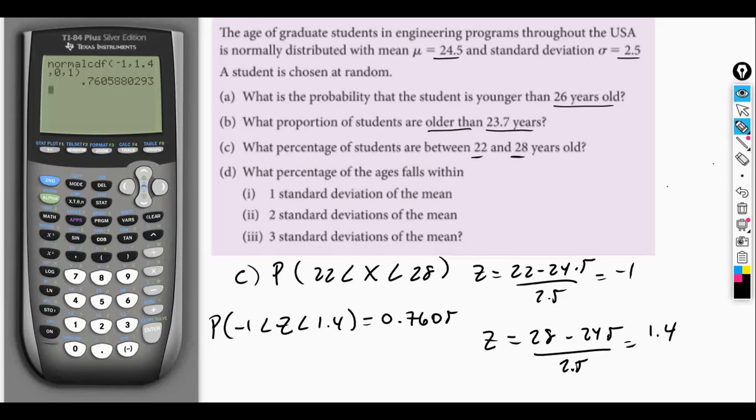So now let's take a look at part D, and it says, what percentage of age falls within 1 standard deviation, 2 standard deviations, and 3 standard deviations of the mean? So for this, all we have to do is use the empirical rule, because this corresponds with approximately 68%. This would be approximately 95%. And finally, 3 standard deviations from the mean is going to be approximately 99.7%. Now, as an exercise, you could verify this using the normal cumulative distribution function with the GDC.